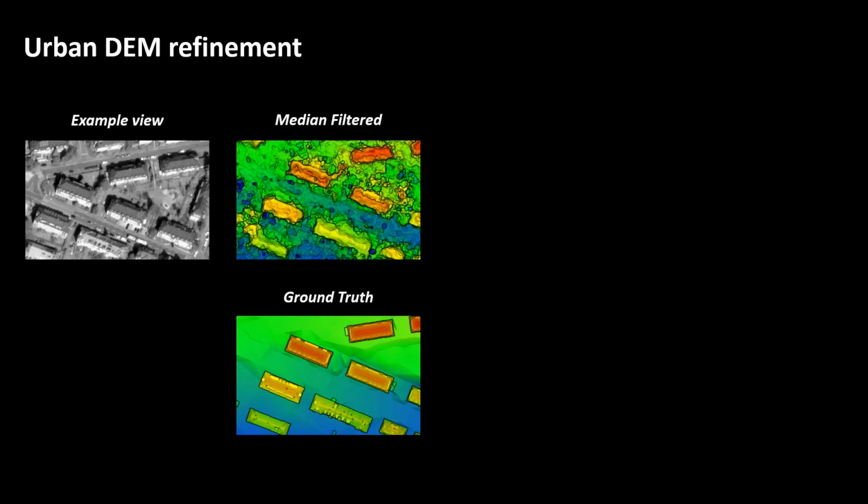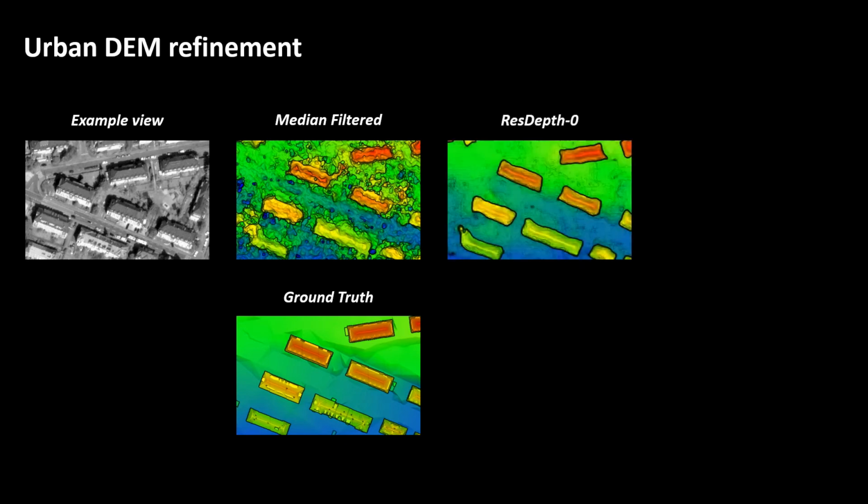This example shows a qualitative comparison of the different network variants. As expected, ResDepth 0 without any image guidance mostly acts as a context-aware intelligent smoothing filter. Notably, it is already much better than the median-filtered initial model. Yet building outlines remain somewhat wobbly, and details missed by the original stereo matcher cannot be retrieved.